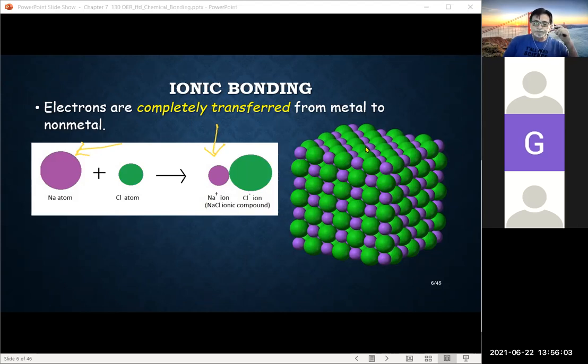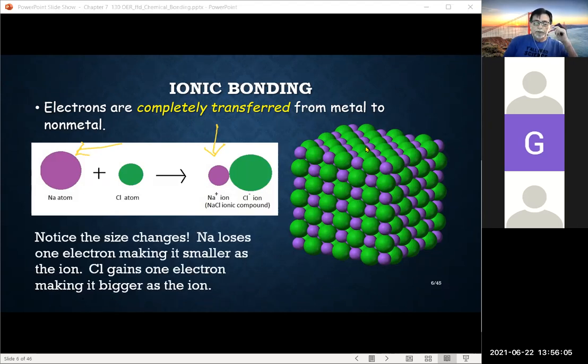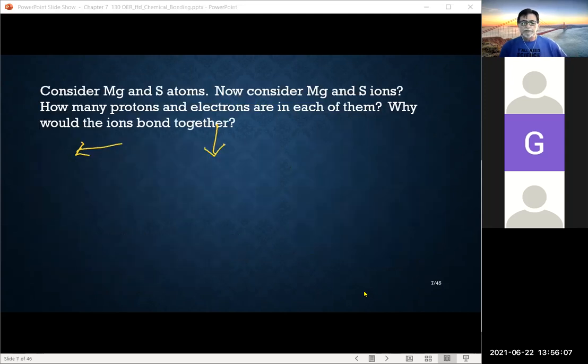All right. Point here, notice the changes of the size. Let me clear them up a little bit.